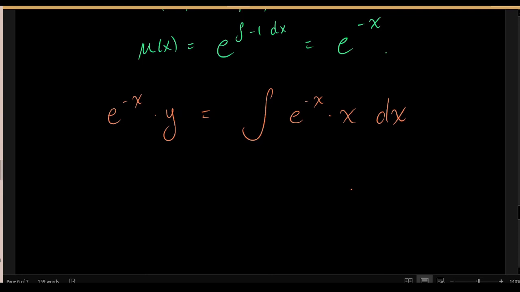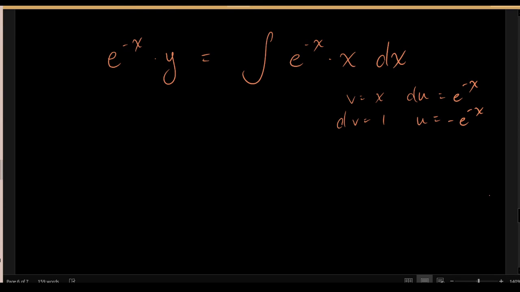This looks like a prime opportunity for integration by parts. If I set v equal to x so that dv is equal to 1, and du to be e to the negative x, so that u is equal to negative e to the negative x, then integration by parts says that the integral on the right side is equal to u times v, so negative x e to the minus x, and then minus the integral of dv times u, so negative e to the negative x.